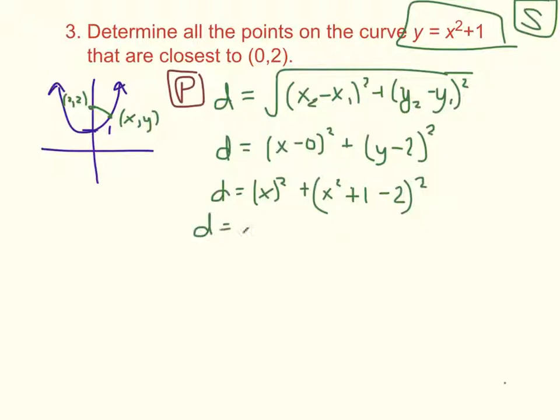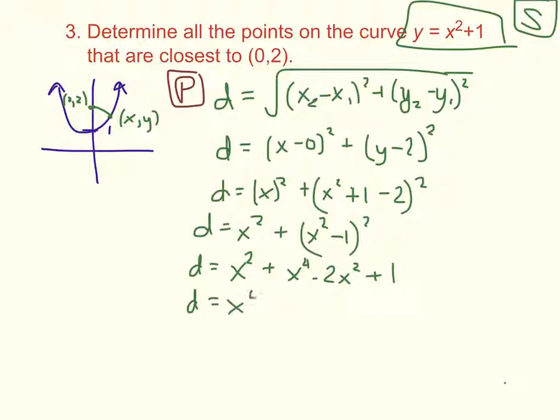So d equals x squared plus, this will simplify to x squared minus 1 squared. All right, I'm going to go ahead and expand that. So x squared plus, this would be x to the 4th. If I wrote that twice and FOILed, I'd have minus 2x squared and then plus 1. Okay, combine like terms, one last step here. X to the 4th minus x squared plus 1.